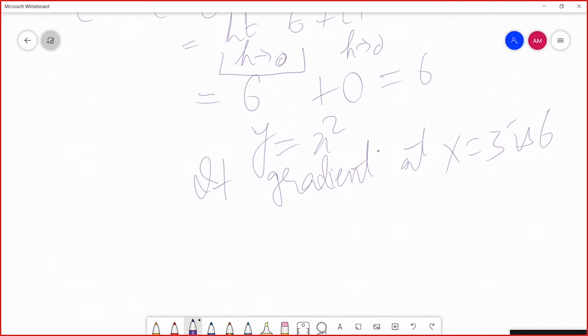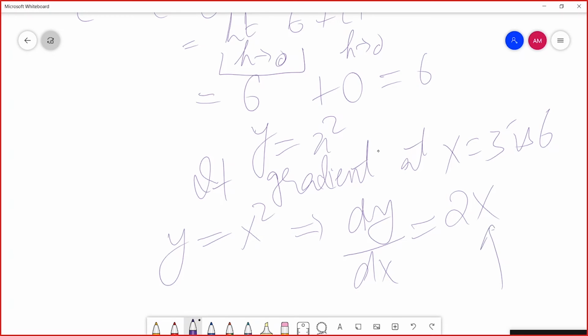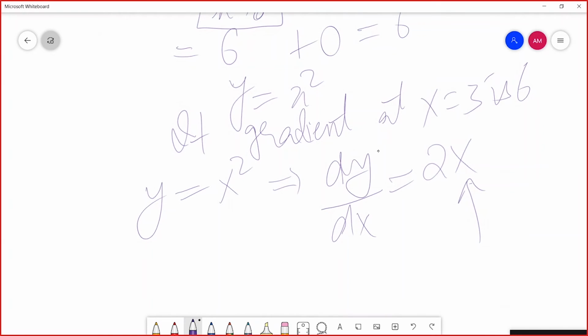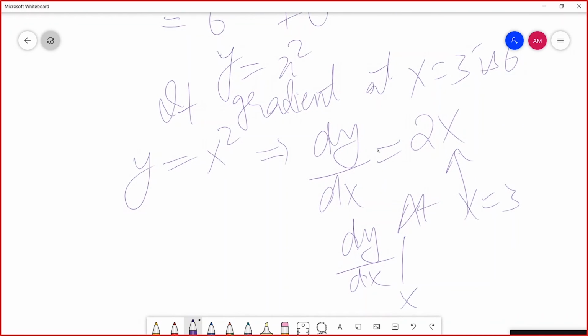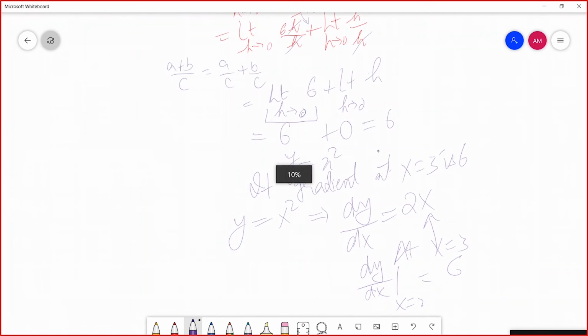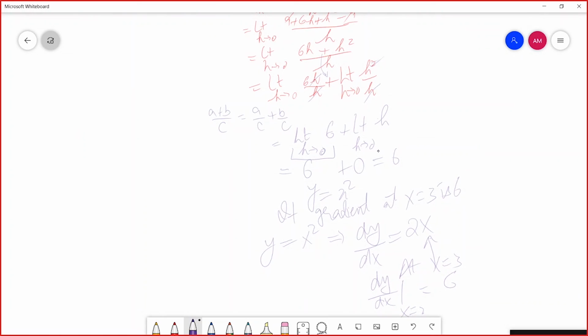And this is something you can see if the question is y is equal to x square. What is dy upon dx? 2x. And we have to put x is equal to 3. So 2 times 3, so dy by dx at x is equal to 3 is 6, which we found with that longer method also. Does it make sense to you?